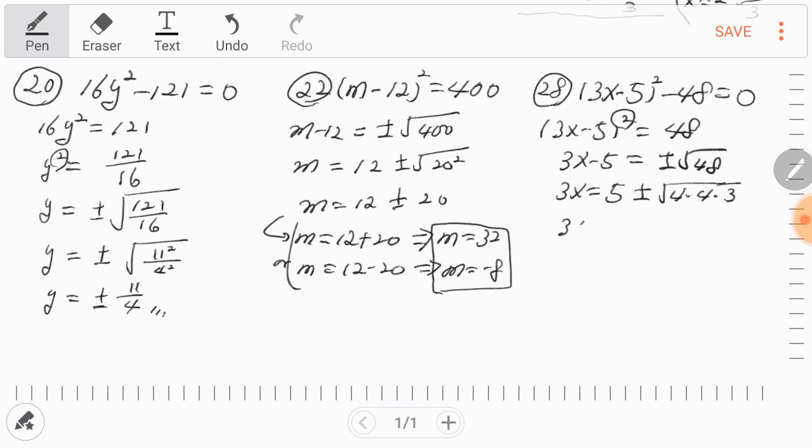So 3x is equal to 5 plus or minus, okay, square root of 4 times 4 is 4, so 4 square root of 3. Then finally, divide each side by 3. So x equals 5 over 3 plus or minus 4 square root of 3 over 3. So this is the solution.